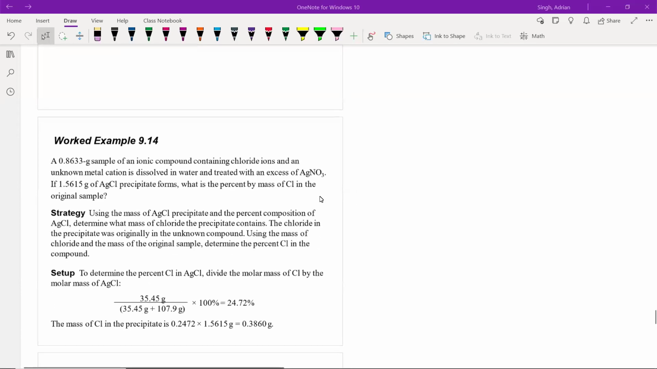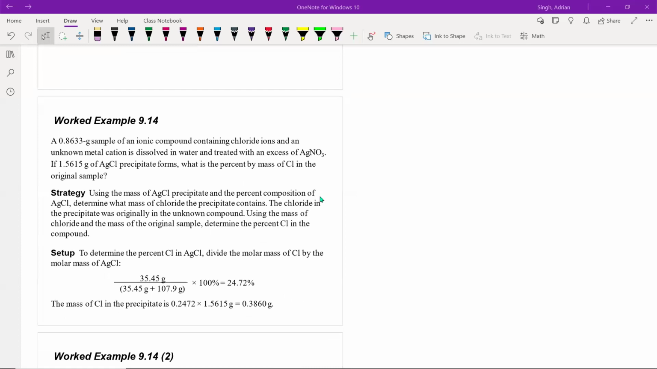So it says a 0.8633 gram sample of an ionic compound, and we're told that the compound contains chloride ions. We know it has a Cl minus, and then an unknown metal cation. So we'll call this an X plus for right now. Is dissolved in water and treated with an excess of silver nitrate, and then 1.5615 grams of silver chloride precipitate forms. What is the percent by mass of chloride in the original sample?